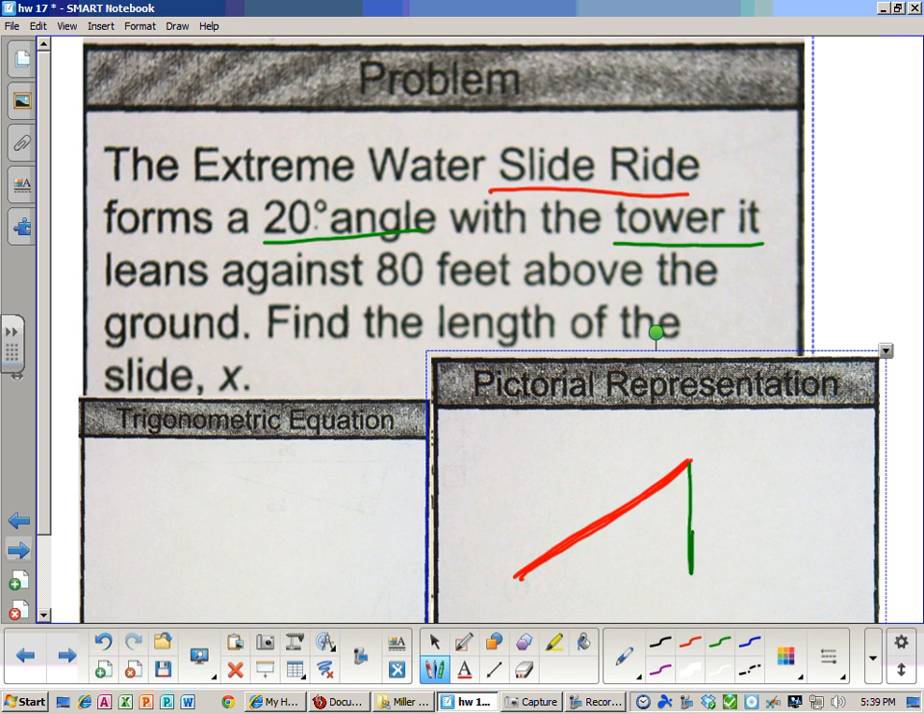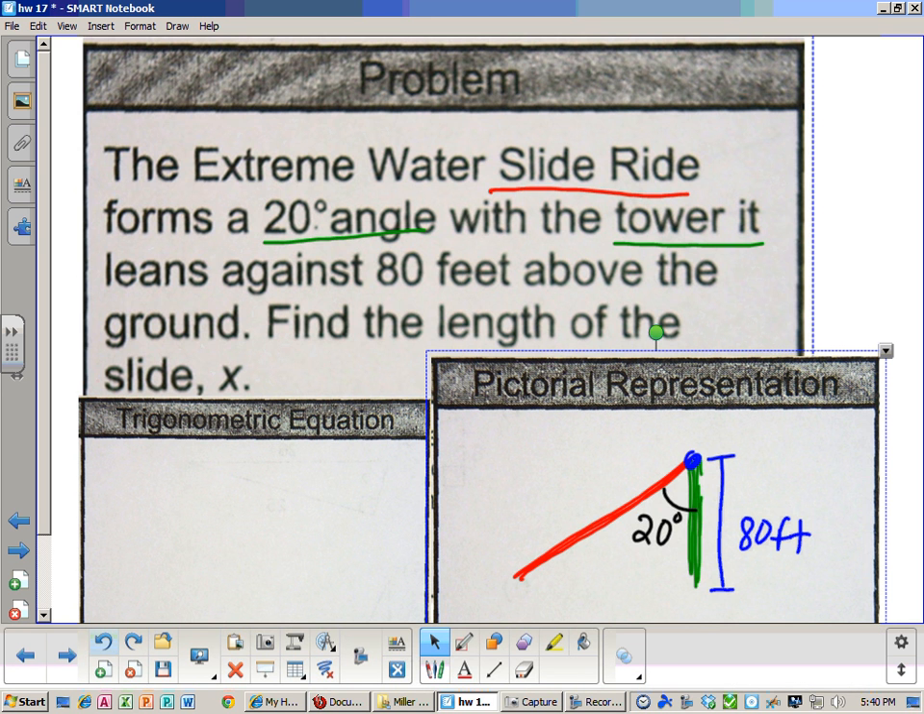So here's our tower. And as it leans against it, the slide and the tower together form 20 degrees against it, 80 feet above the ground. Okay, and also this location where they intersect right here is exactly 80 feet above the ground. Very nice. Find the length of the slide x. And so they want to know x.